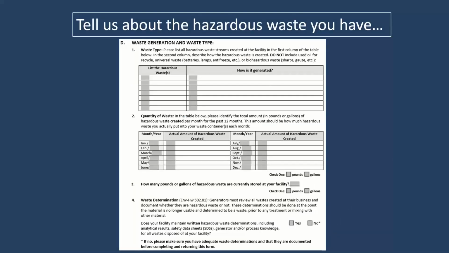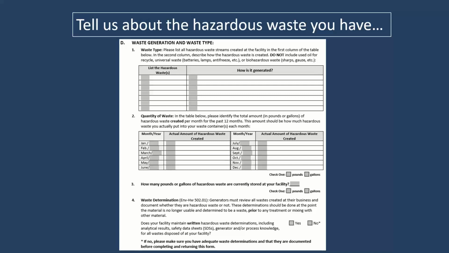That should do it for the RCRA site identification form, so let's go back to the self-certification form and move forward with that. Moving on to page 3, we'll look at section D. Here, we're trying to get a summary of what type of waste you make, and how much.